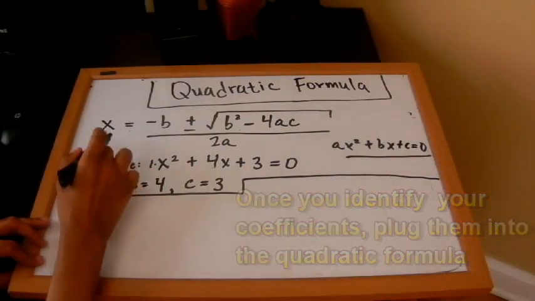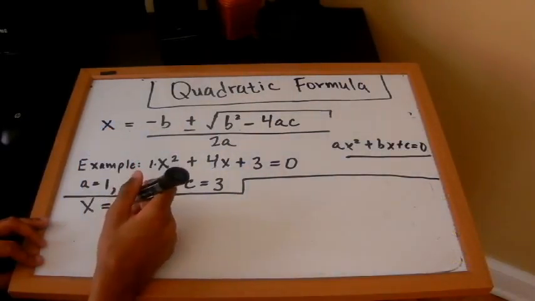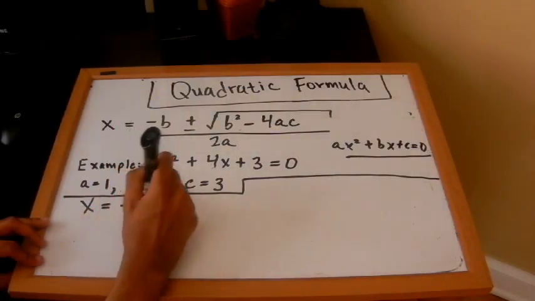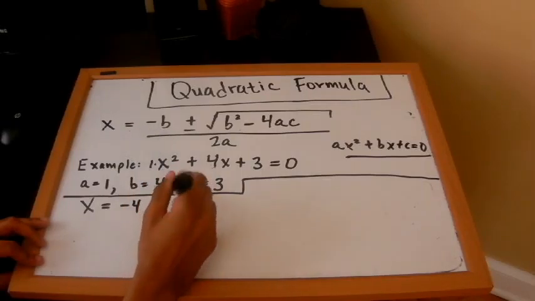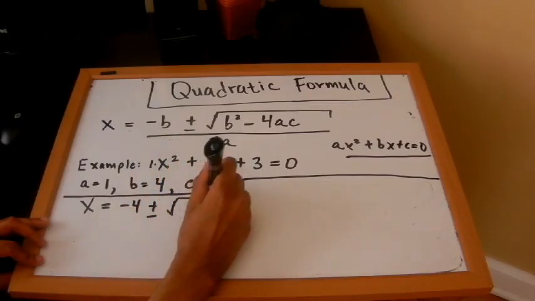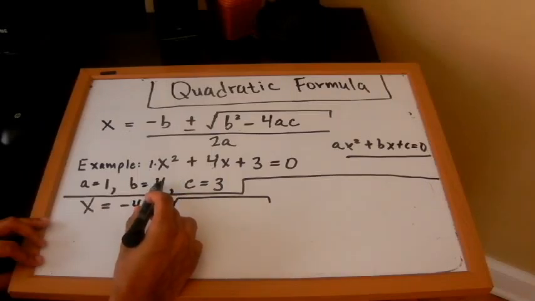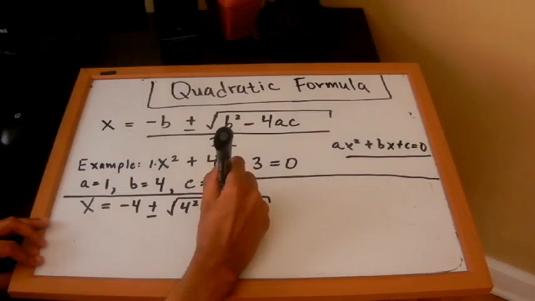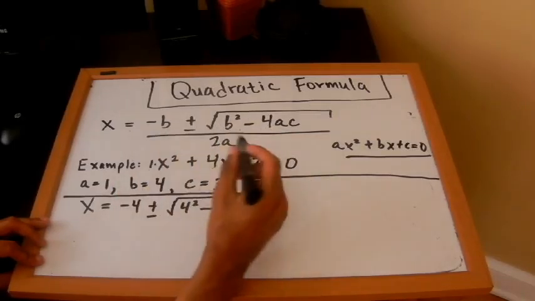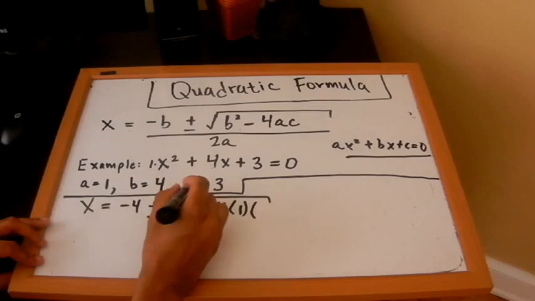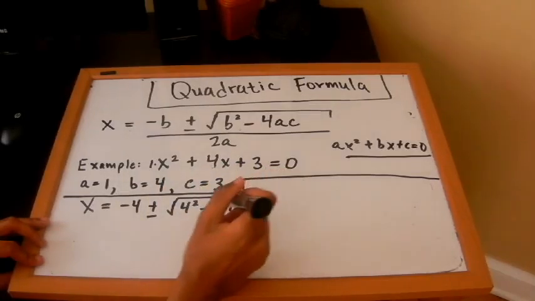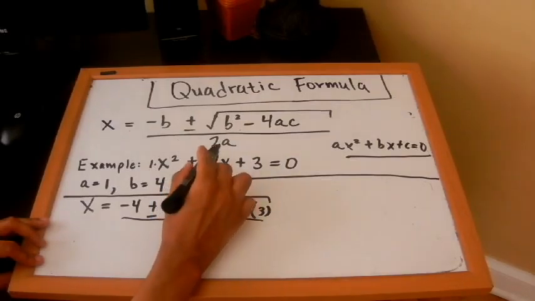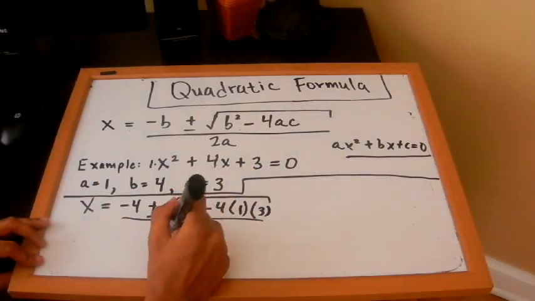So remember, this is an equation, so you need to have our x here. X is equal to negative b, so we're going to have negative 4 plus and minus the square root of 4 squared minus 4 times a, which is 1, times c, which is 3, all divided by 2 times a, which in this case is 1, and 2 times 1 is simply 2.